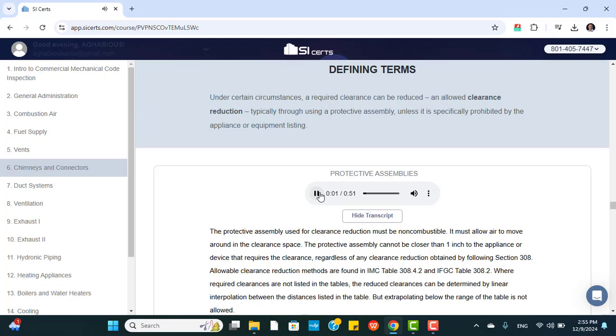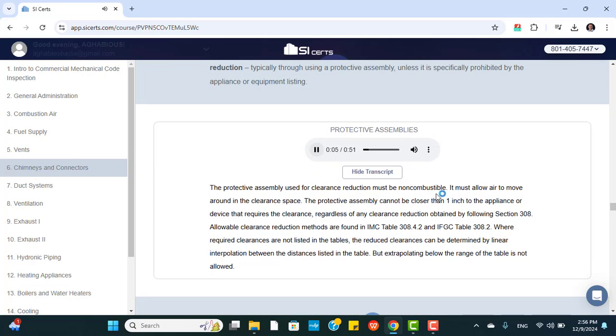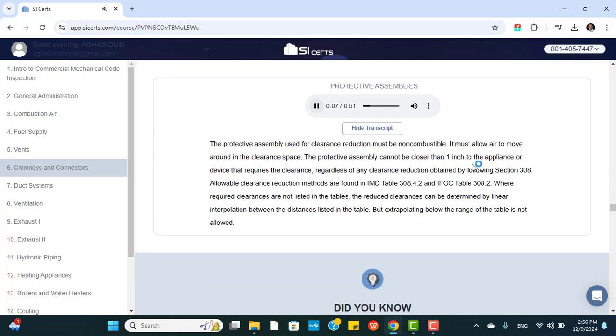Protective assemblies. The protective assembly used for clearance reduction must be non-combustible. It must allow air to move around in the clearance space. The protective assembly cannot be closer than 1 inch to the appliance or device that requires the clearance, regardless of any clearance reduction obtained by following Section 308.